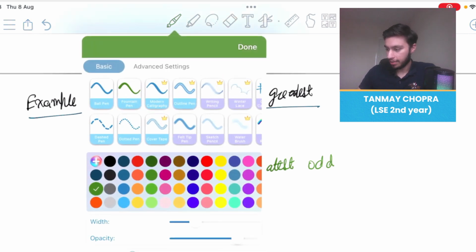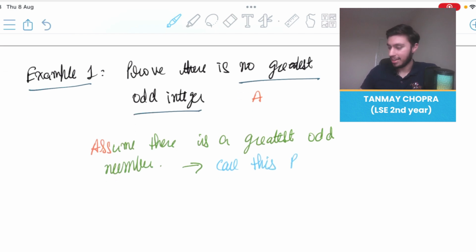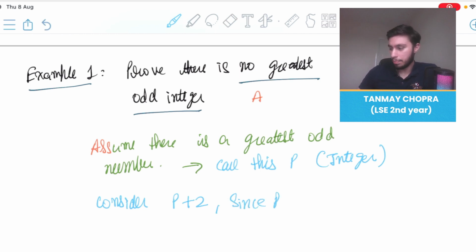So you'll see what I mean. Let me say, assume there's a greatest odd number. Call this P. And now I'm going to say, consider P plus 2. I'm going to say this is an integer because we should be precise. Since P is odd, P plus 2 is also odd, isn't it? If I add 2 to an odd number, I still get an odd number. So since P is odd, P plus 2 is odd.